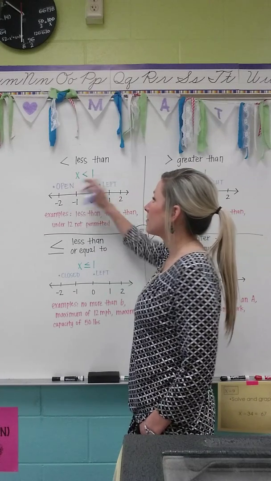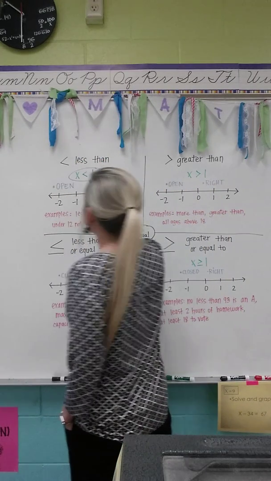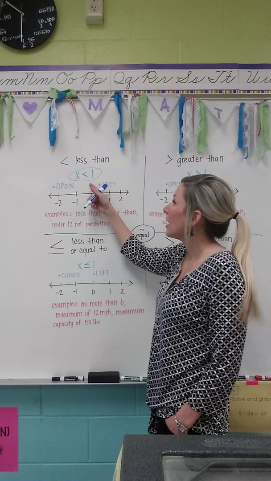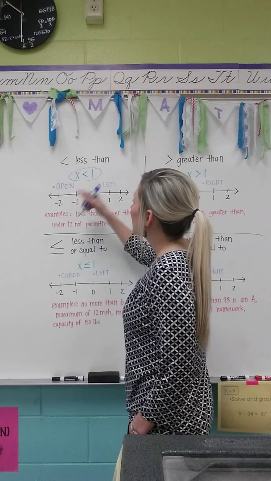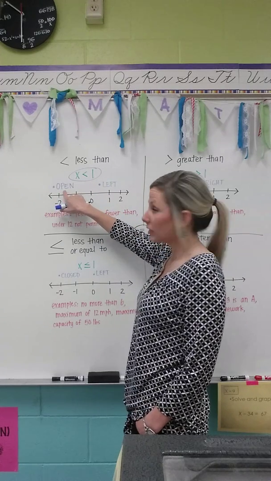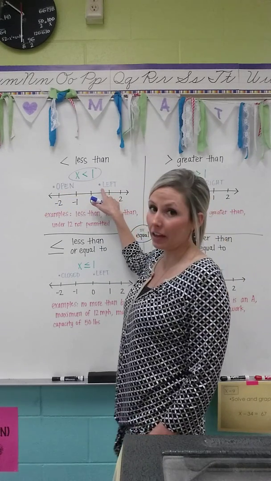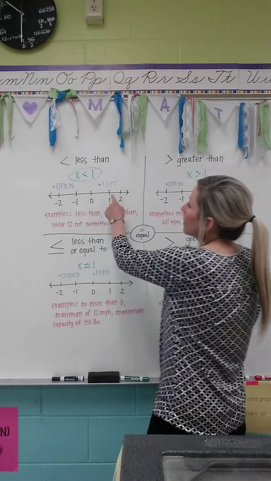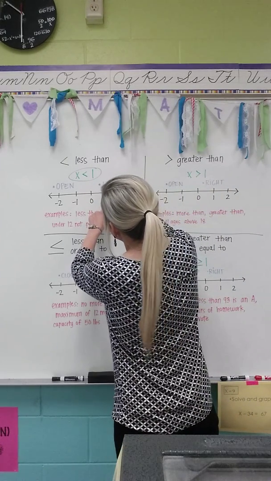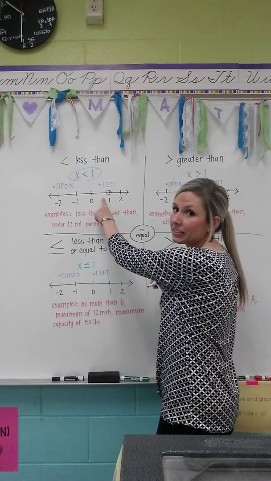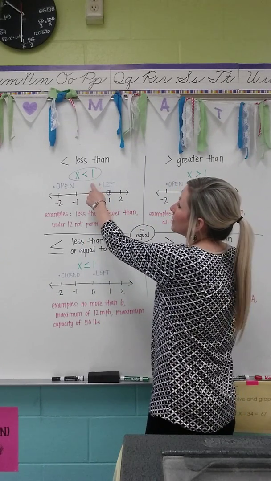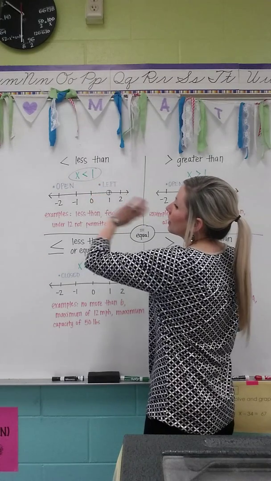The way you graph the expression x is less than 1, I'm going to look at the number 1, and I'm going to create an open circle, and I'm going to be graphing to the left. Okay? So if I have x is less than 1, that means my circle is going to be open because it doesn't include 1. It means it's less than 1. And if it's less, I'm going to be graphing it to the left.